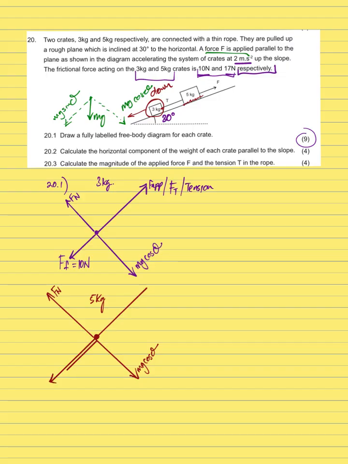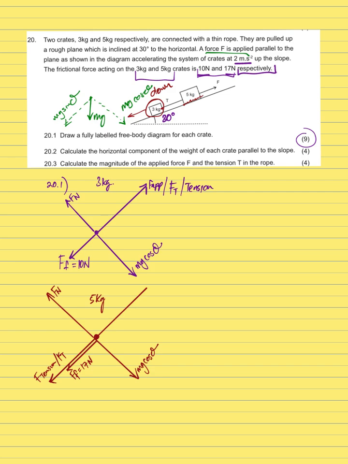So here I've got force of tension, or I can say Ft, and I've also got an additional force of friction, and for this one it's 17 newtons. So for 9 marks, this is what you should be drawing. So break it down. You could draw them all at once, right? But it's better not to.